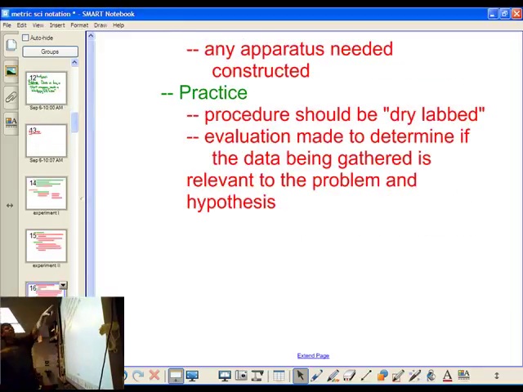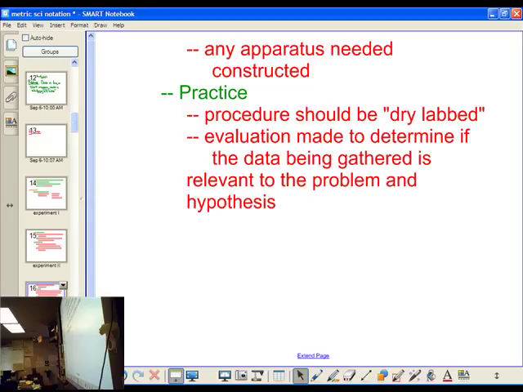So, one more part about materials. Any apparatus we need to construct, if we have to construct something. We construct a linear accelerator down at Stanford. I mean, when they want to do experiments, they had to go out and construct a linear accelerator. Okay? Things like that. Practice.